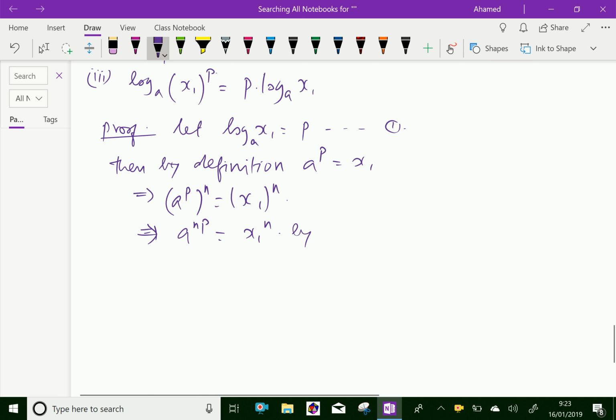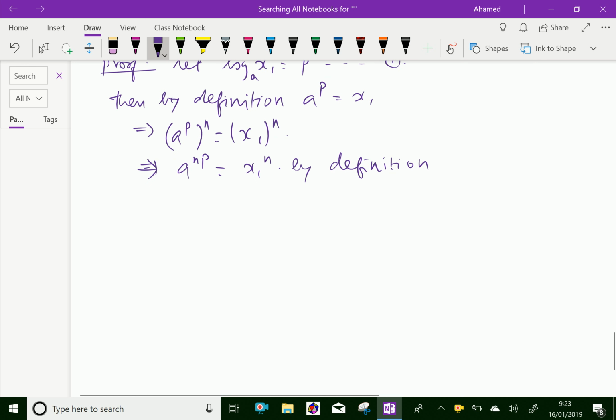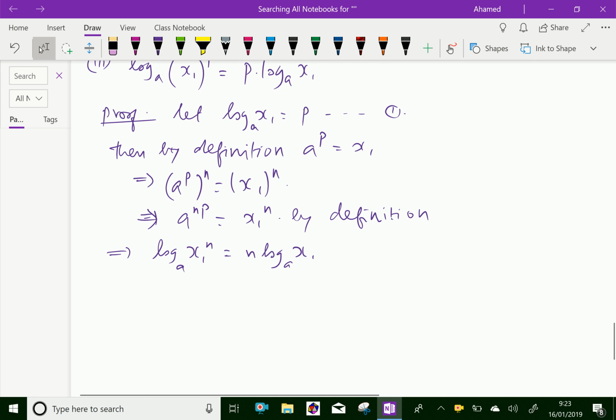By definition, you can see log of x1 power n base a equal n log x1 base a, from 1, because p we have log x1 base a. This is from 1.